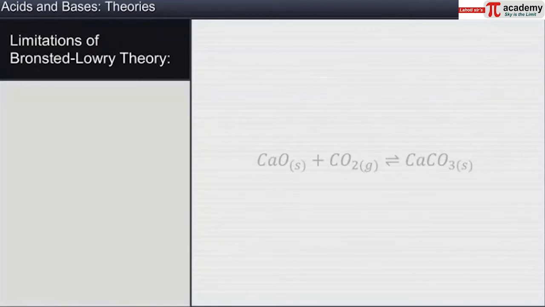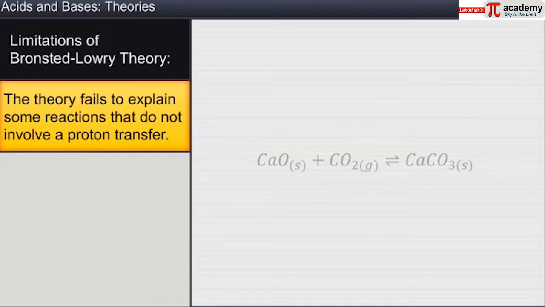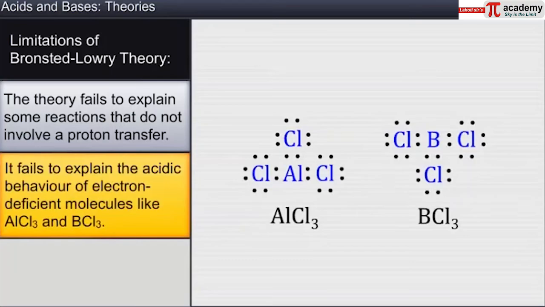However, even this theory had its limitations. The theory fails to explain some reactions that do not involve a proton transfer. For example, the neutralization reaction between the acidic oxide, carbon dioxide, and the basic oxide, calcium oxide, does not involve any transfer of proton. It fails to explain the acidic behavior of electron-deficient molecules like AlCl3 and BCl3.